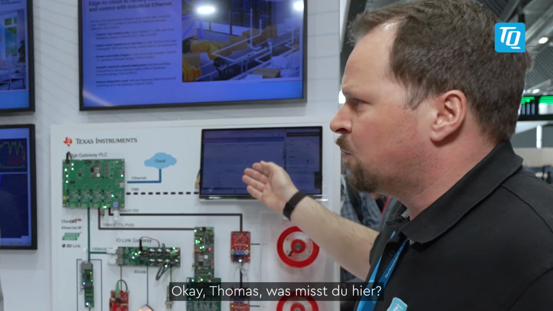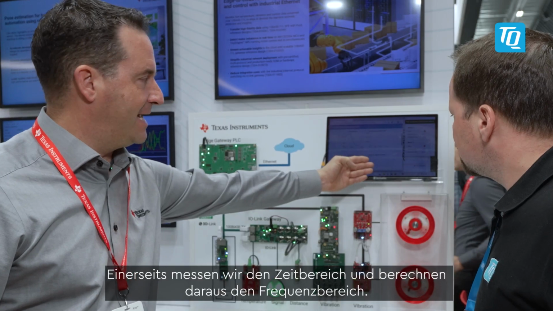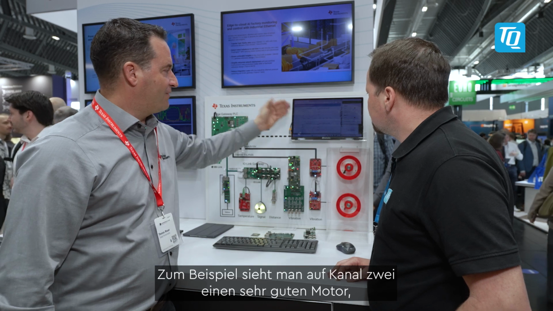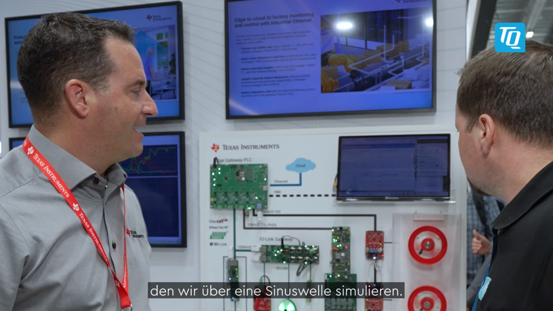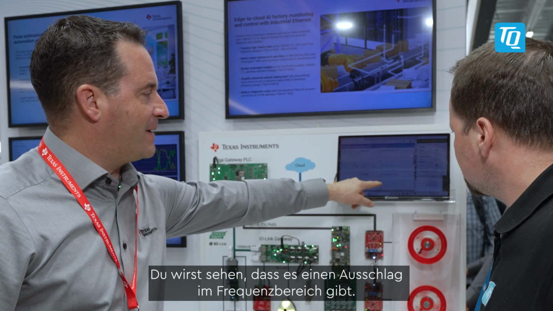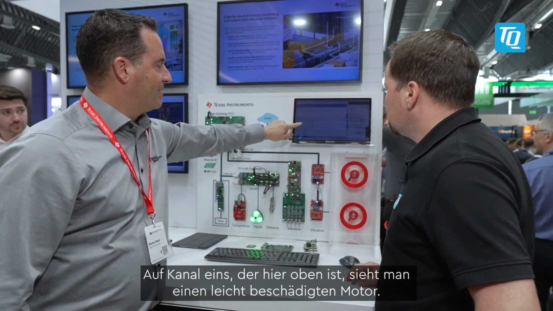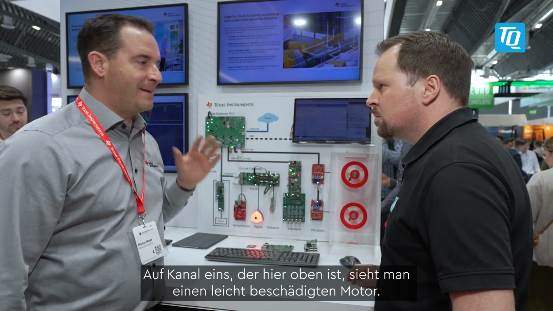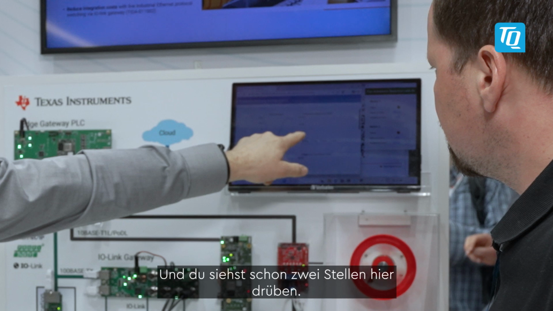Okay, Thomas, and what are you measuring there? On one hand, we are measuring the time domain, then we are calculating the frequency domain. For example, on channel 2, you see a very good motor, which we now simulate with a sine wave. And you will see that there's one spike in the frequency domain. On channel 1, which is here at the top, you see a slightly damaged motor. So the sine wave is not exactly like a sine wave, and you see already two spots over here.